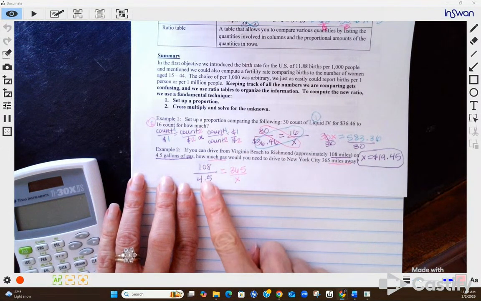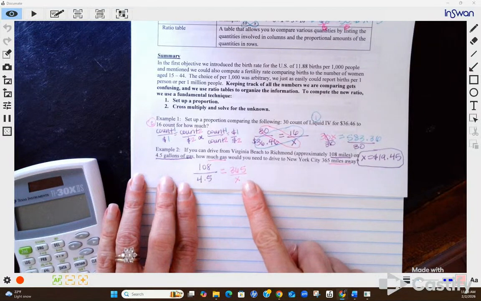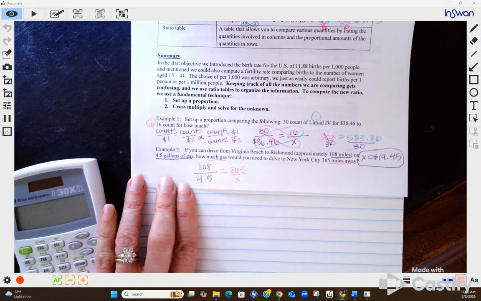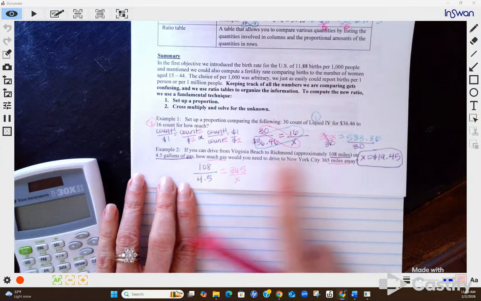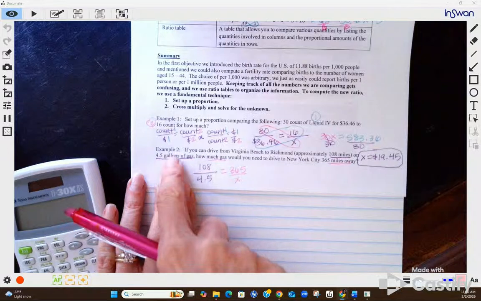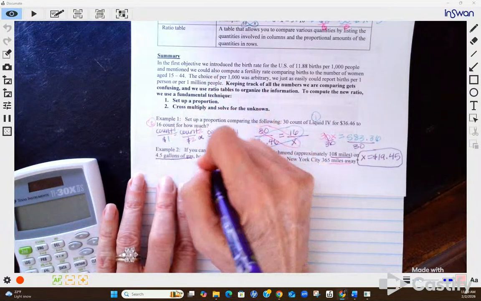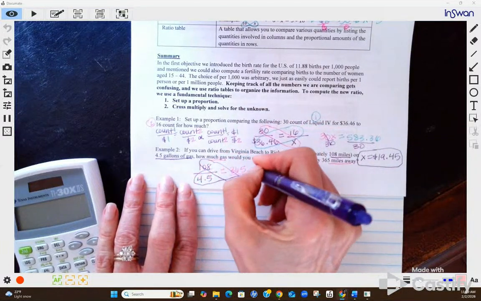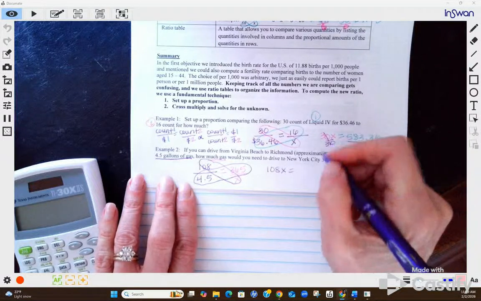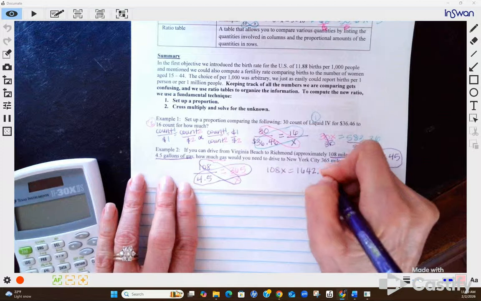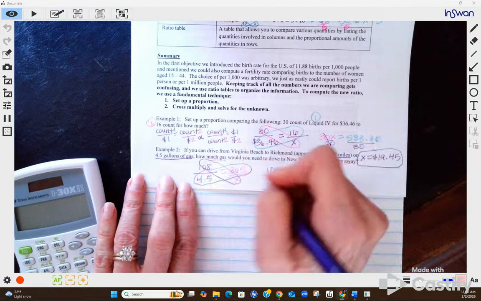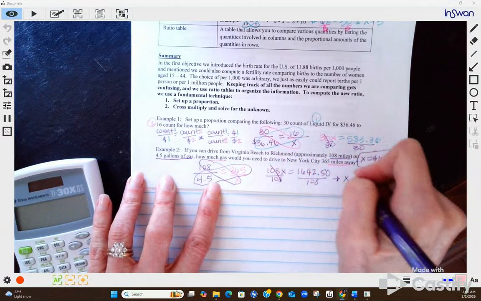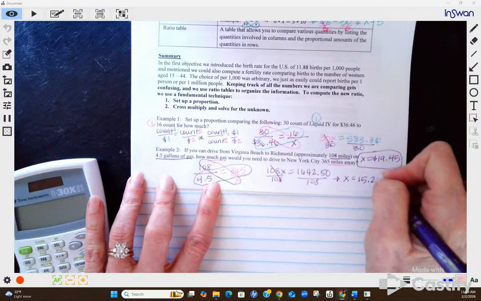So miles to gallons equals miles to gallons. You could also do miles over miles equals gallons over gallons, but you can't mix things up. You can't compare the 108 miles to how much gas or the 365 miles to the 4.5. Okay, when you cross multiply, 108 times X equals 365 times 4.5, which is 1,642.50. Then you would divide both sides by the number in front of X, and we get 15.21 gallons.